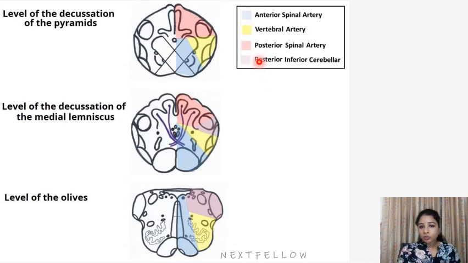So any damage to the posterior inferior cerebellar and vertebral artery, the lateral part will be affected, which is called lateral medullary syndrome. If there is a blockage of the anterior spinal artery, the anterior and medial part will be affected, which results in medial medullary syndrome. So there are two vascular lesions: one is the anterior, that is the medial medullary syndrome, and the lateral medullary syndrome.